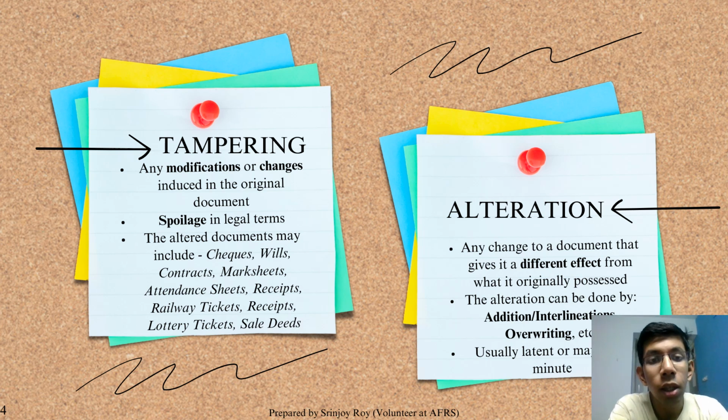Tampering is also known as spoilage in legal terms, and you'll observe it mainly in checks, where you insert letters, numbers, etc. Also in wills, contracts, mark sheets, tickets, receipts. In all these documents you'll find that tampering mainly happens.